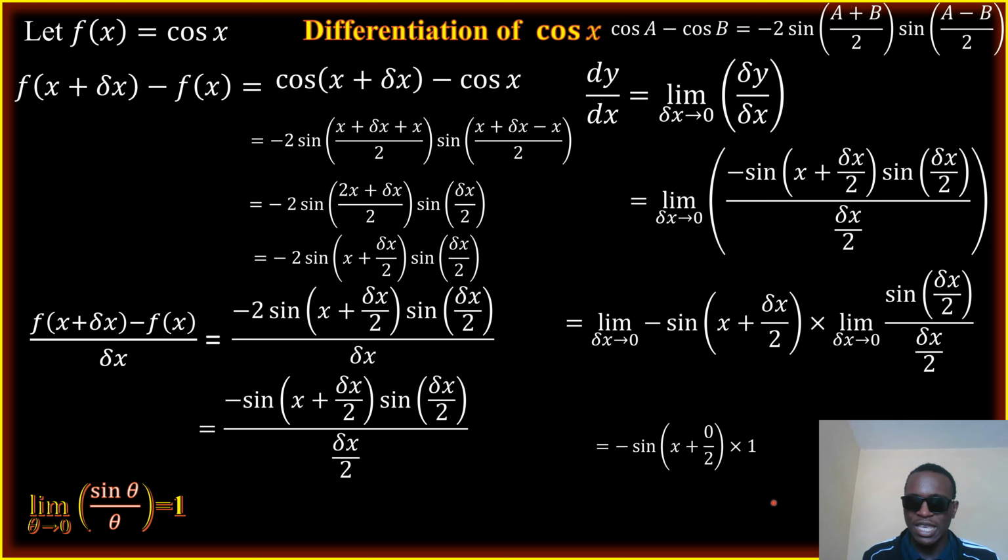So finally, we'll see that we'll be left with what? Negative sine of x, because this is x plus 0, times 1. Everything is times 1. So sine of x plus 0 is just sine of x. So I have negative sine x. So when you differentiate the cosine function, the answer is negative sine x.